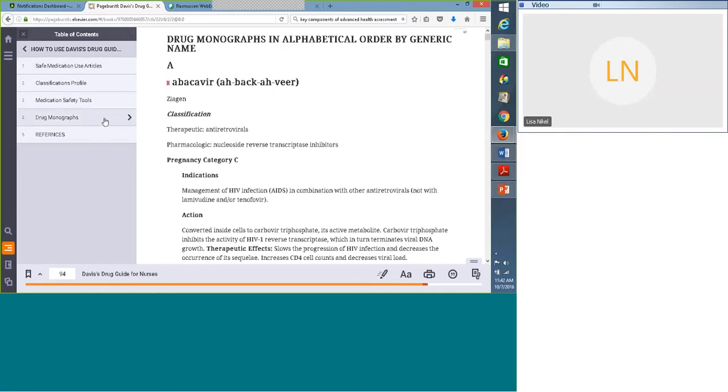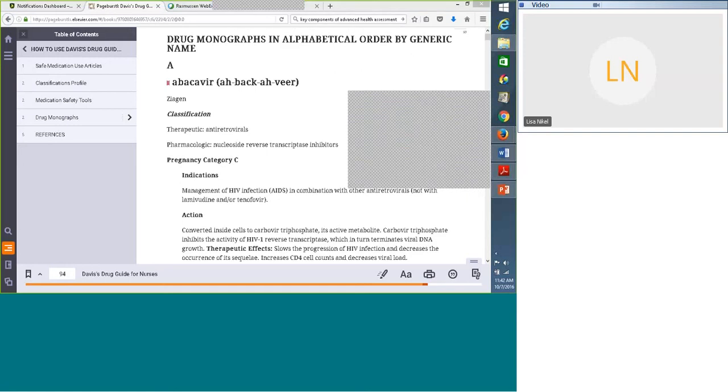Drug monographs are the key areas that you look drugs up in the Davis drug guide. And this is where you're going to find the information that you need for your drug cards. The template sheet.